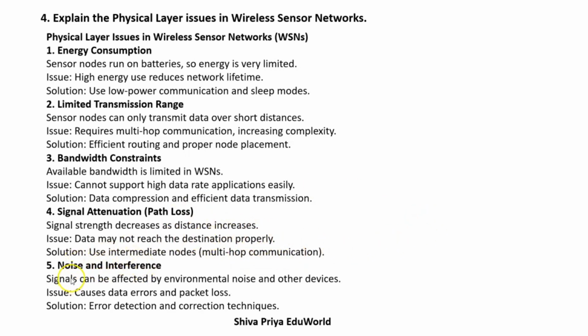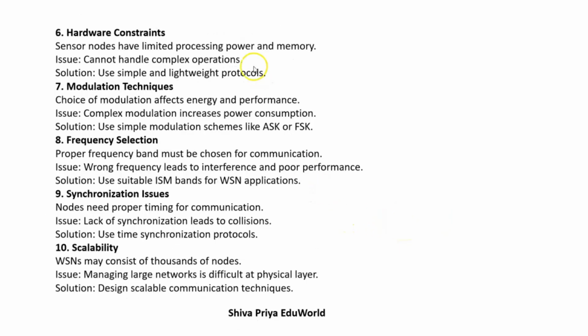Noise and interference. Signals can be affected by environmental noise and other devices as well. The main issue is it causes data errors and packet loss sometimes. The solution is error detection and correction techniques. We have to detect the error, and if it is a noise error, we have to use error correction techniques. And hardware constraints. Sensor nodes have limited processing power and memory, and cannot handle complex operations. This is the main issue here. To solve this, use simple and lightweight protocols.